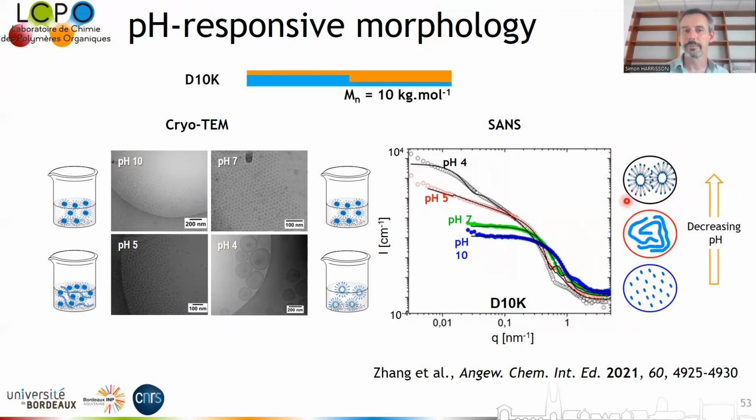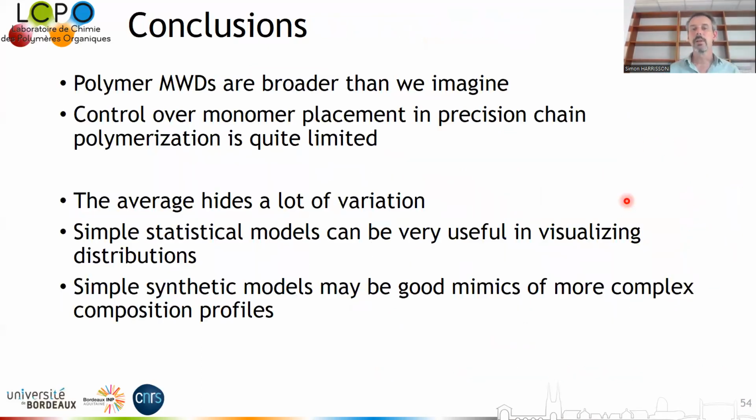So to wrap up, what I hope I've shown is that polymer molecular weight distributions are much broader than we imagine, and control over monomer placement in precision chain polymerization is quite limited because of the breadth of these distributions, even in very well-controlled polymerizations. And so this is because the average structures that we draw and the GPC traces that we see can hide an enormous amount of variation in them.